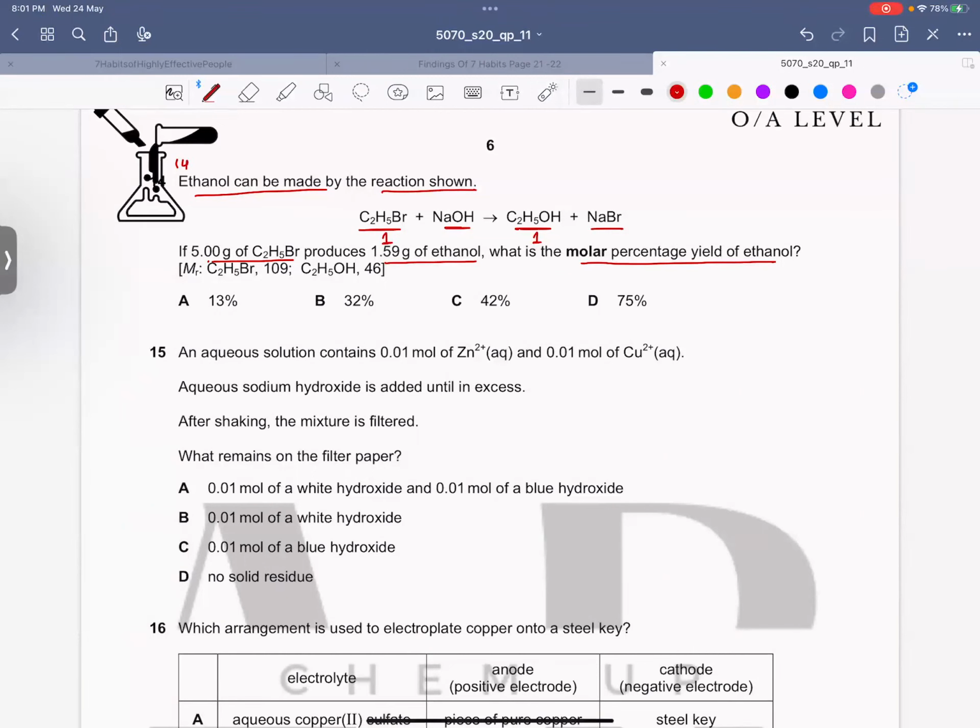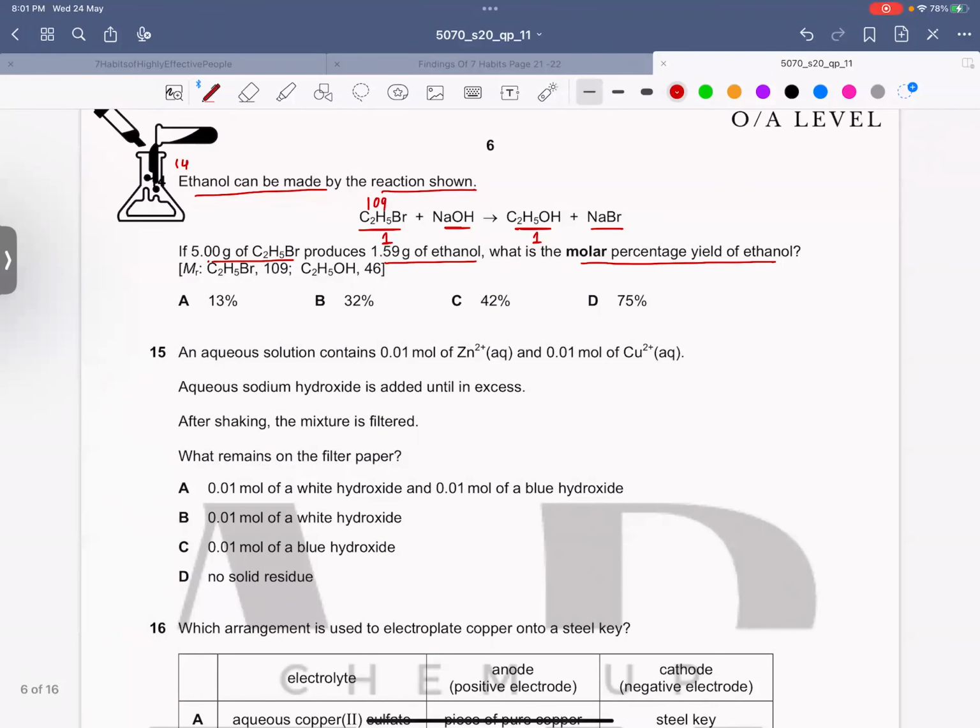Yeah, check. The Ar is 80, not the atomic number. See the key. It's 80. So 80 plus 29 would give you 109.